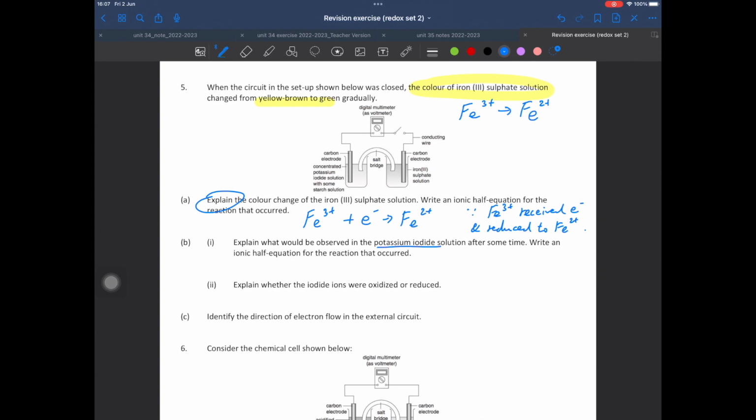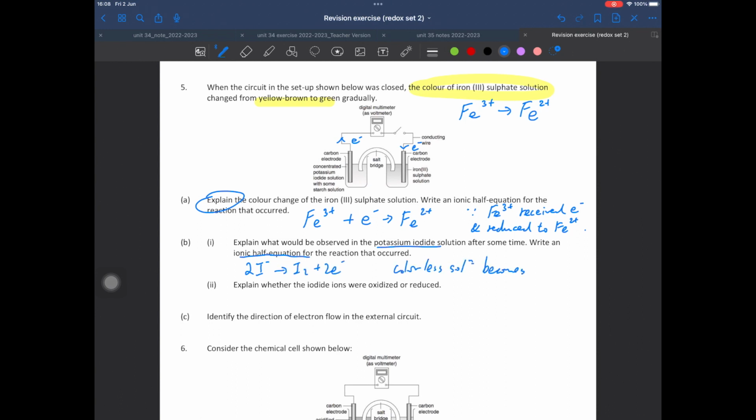B1, what would be observed in the potassium iodide solution? Write an ionic half equation. Now, before your work, I highly suggest that you draw the electron direction sign like this. Potassium iodide or iodide solution going to lose electron to form iodine. And here is the ionic half equation.